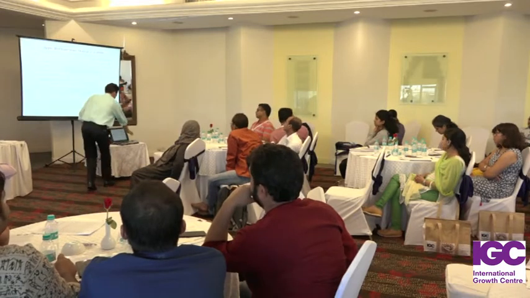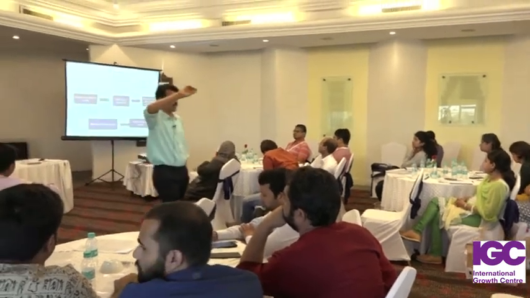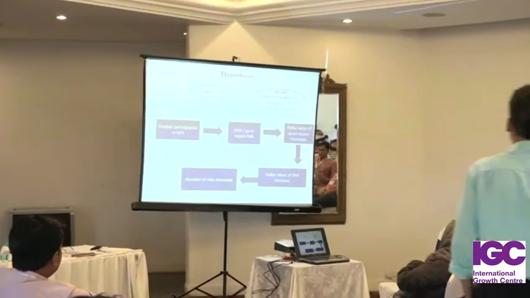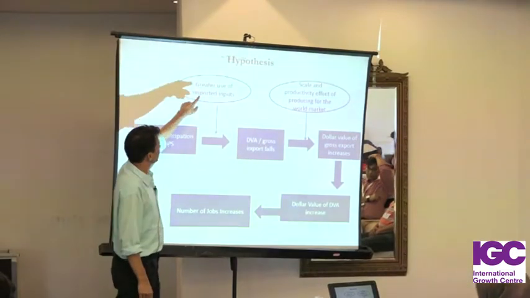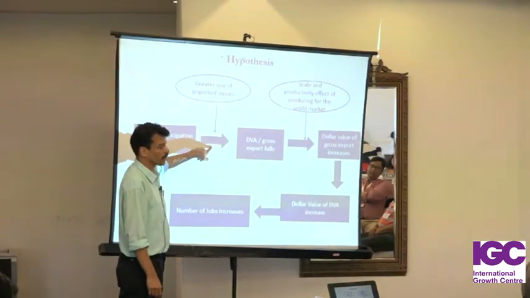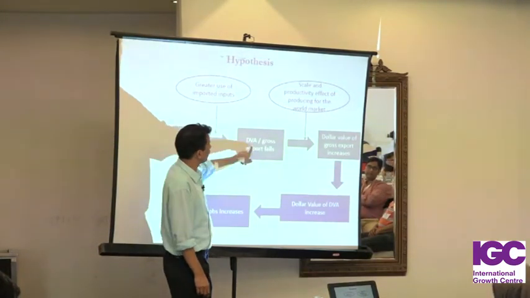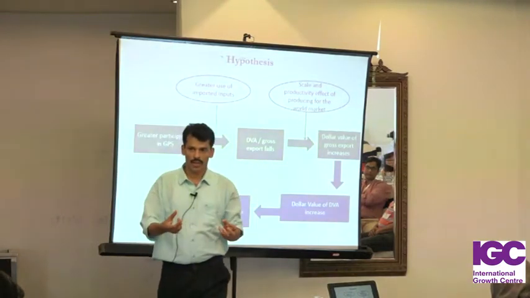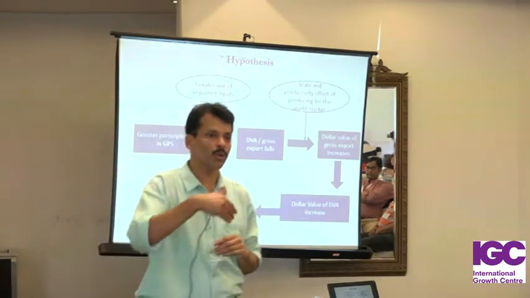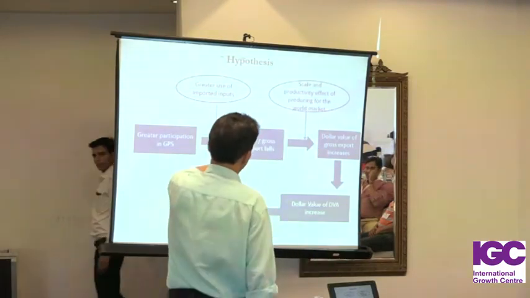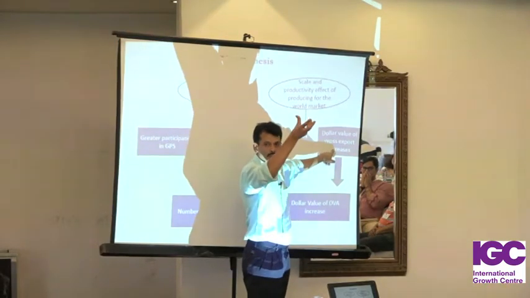Okay, so let us come to the underlying mechanism which is at work here. This is not my creation. This is available in theory models. Basically, when there is greater participation in global production sharing, there is a greater use of imported intermediates. That would lead to a reduction in the DVA to gross export ratio. Because of the global scale, there is a scale and productivity effect of producing for the world market that leads to a higher absolute dollar value of gross export. The gross export goes up because of these.